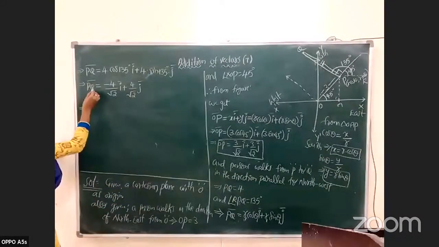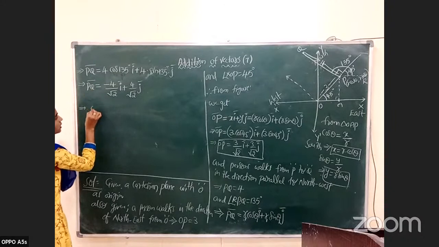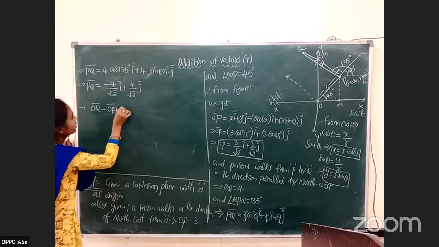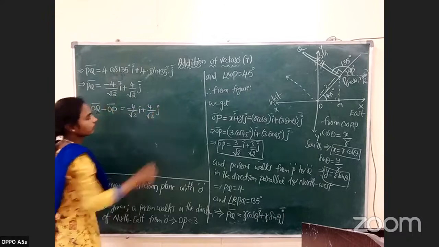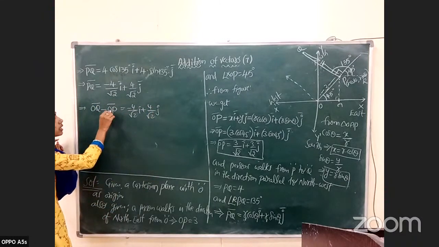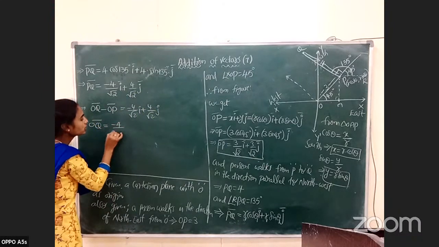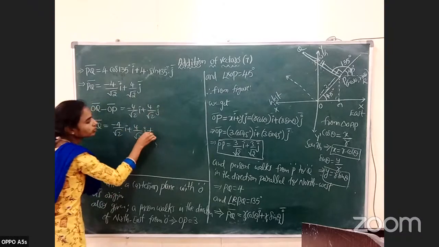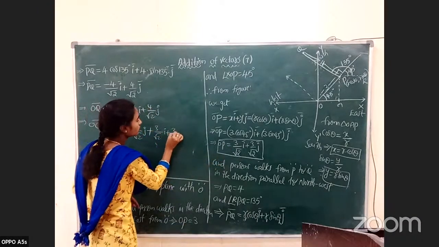How? PQ is nothing but the position vector of Q minus the position vector of P. That means the value of PQ is OQ minus OP, which is equal to minus 4 by root 2 i plus 4 by root 2 j. Substitute the vector OP and transpose this to this side. Then we get the vector OQ. OQ is equal to minus 4 by root 2 i plus 4 by root 2 j, plus the value of OP, which is 3 by root 2 i plus 3 by root 2 j.